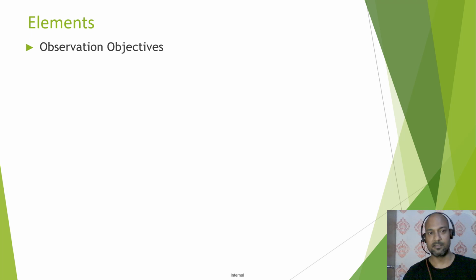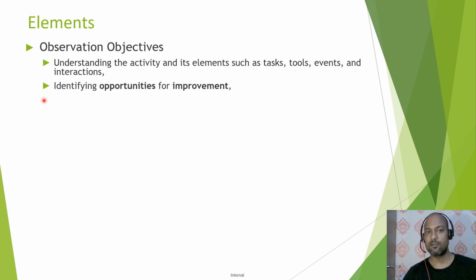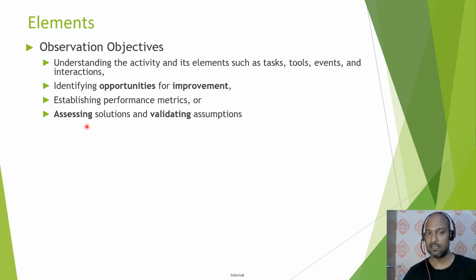So what are the elements? The elements are observation objectives. Under the observation objectives, we have understanding the activity and its elements such as tasks, tools, events, and interactions, identifying opportunities for improvement, establishing performance metrics, assessing solutions, and validating assumptions. So remember again the keywords: opportunities for improvement, assessing the solution, and validating assumptions.